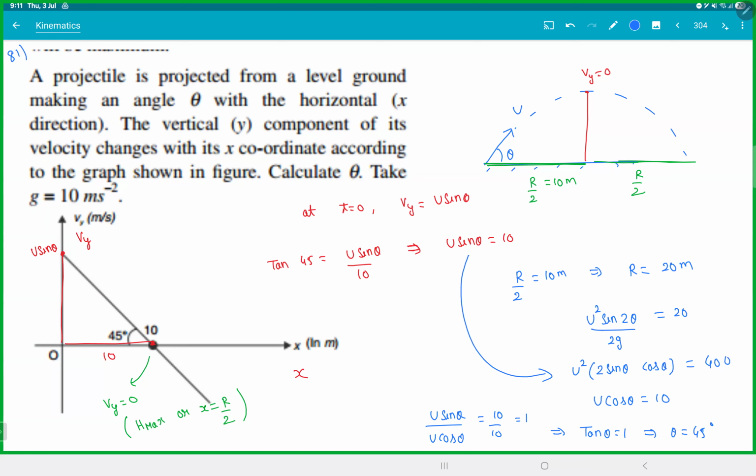I can find everything. I can find the speed. I can find the time of flight. I can find everything now, once you know u and theta. And what is the value of u? 10 root 2. All clear with this?